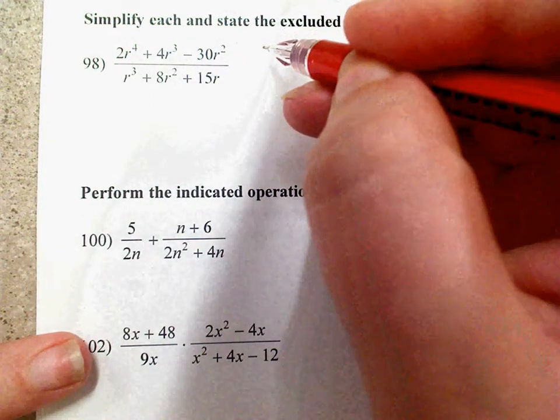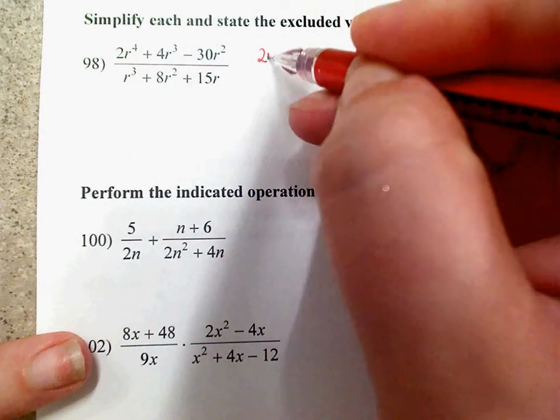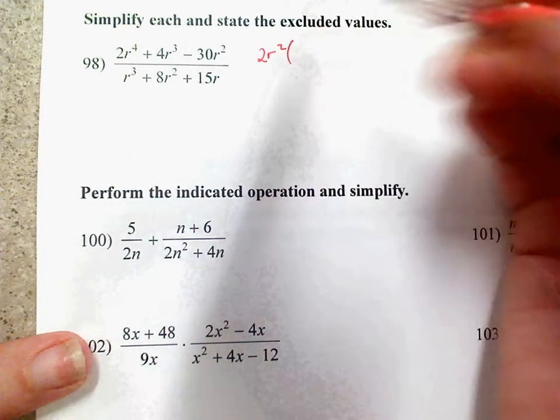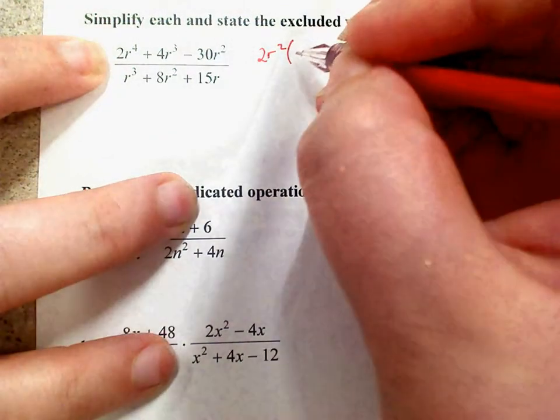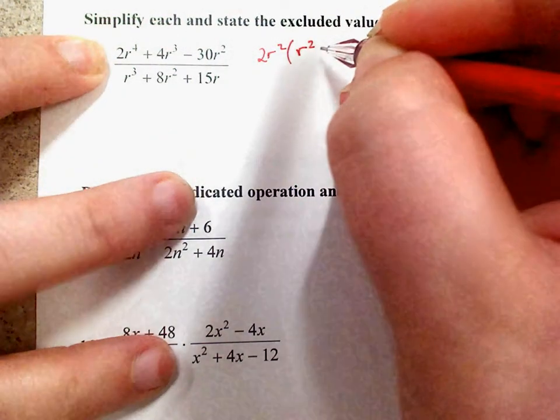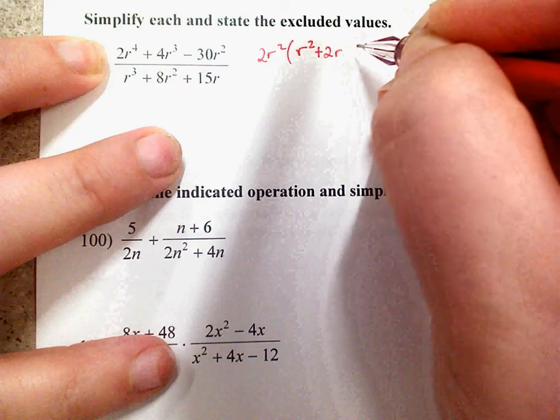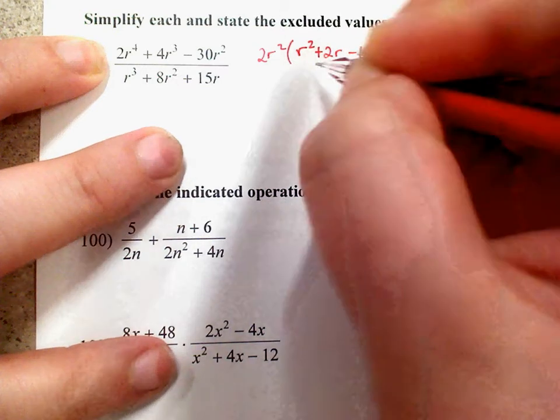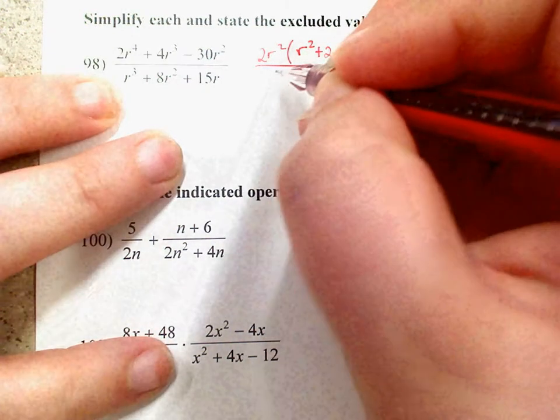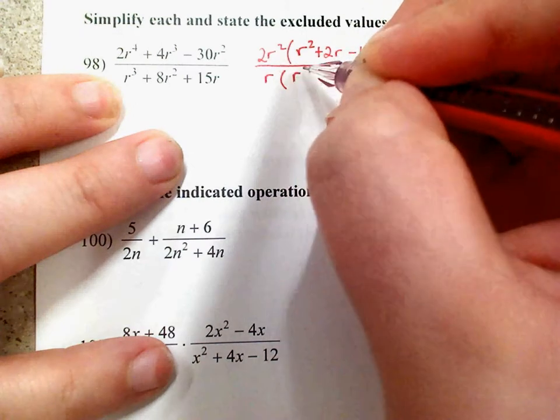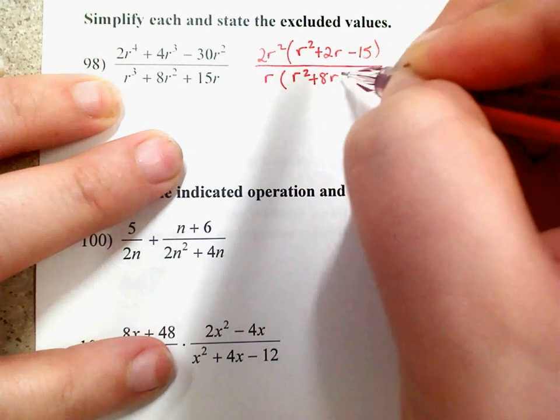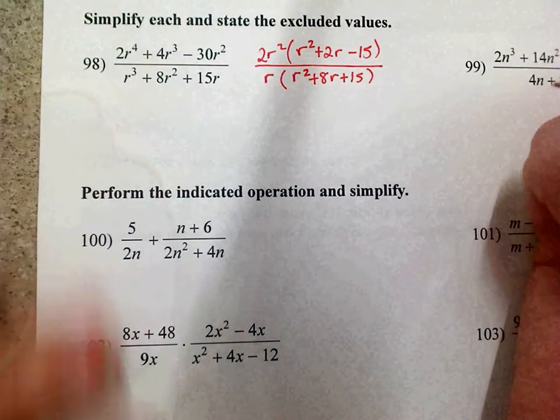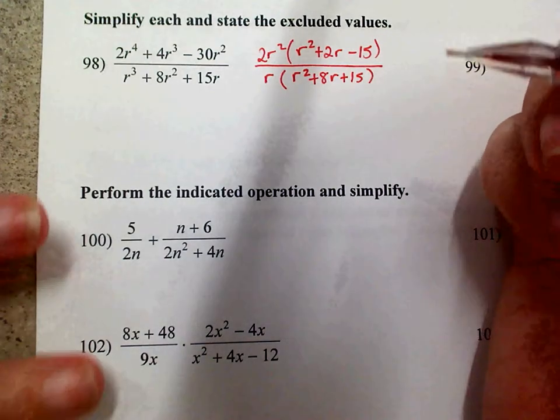So I'm going to factor out a 2, and they, in fact, all have at least 2 r's in them. So I'm going to factor out a 2r squared. And I'm left with r squared plus 2r minus 15. In the denominator, I can factor out an r, and I'm left with r squared plus 8r plus 15. So now what I want to do is factor these two quadratics.